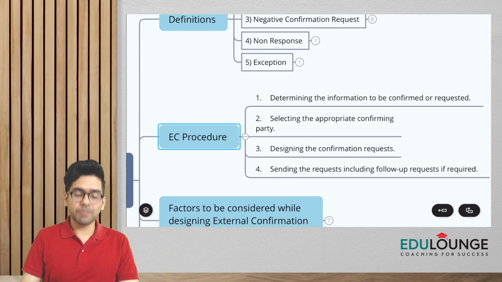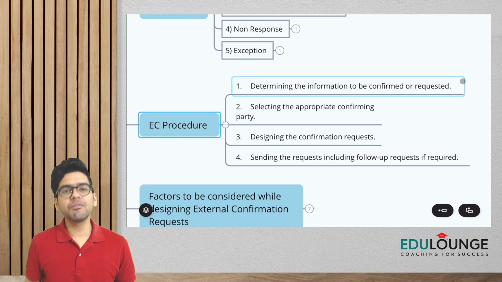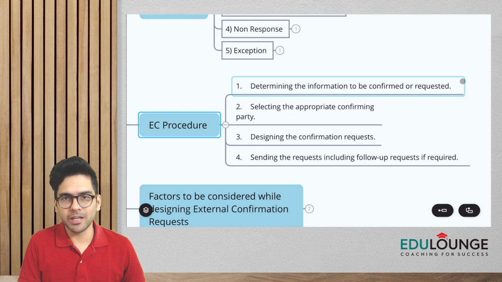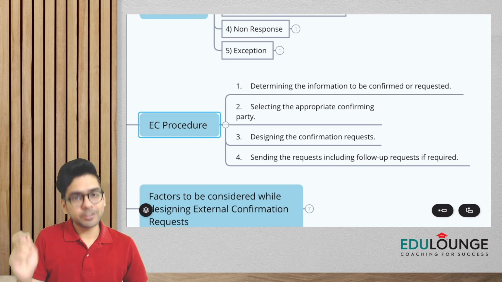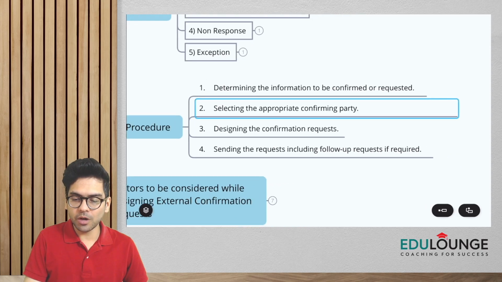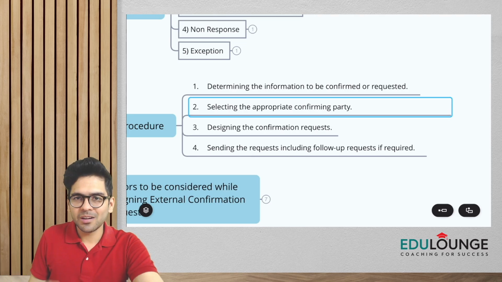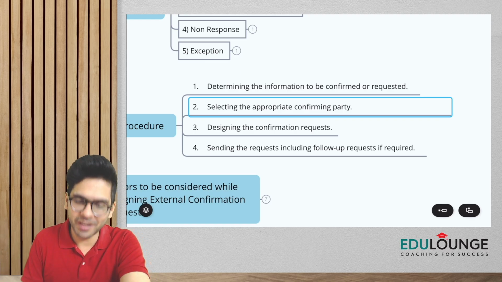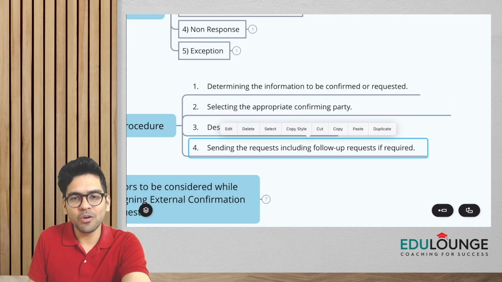But what is the external confirmation procedure? Number one, we have to determine the information to be confirmed or requested. Okay, I want to know the outstanding balance of this particular item. So you have to first finalize what information has to be confirmed or requested. Then you have to select the appropriate confirming party. Of course, if I want to know the balance of a debtor A, I will have to select that party. Yes, I need to send a confirmation request, let's say, to debtor A. Then we are going to design the confirmation request, and then we are going to send it. So very simple process.